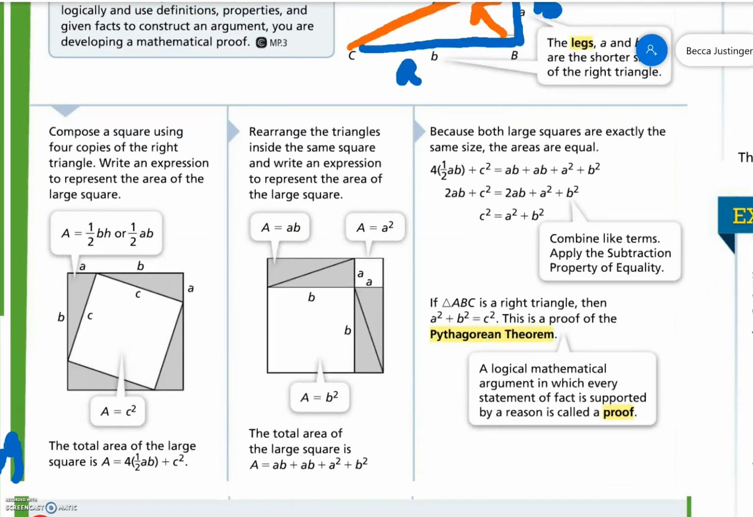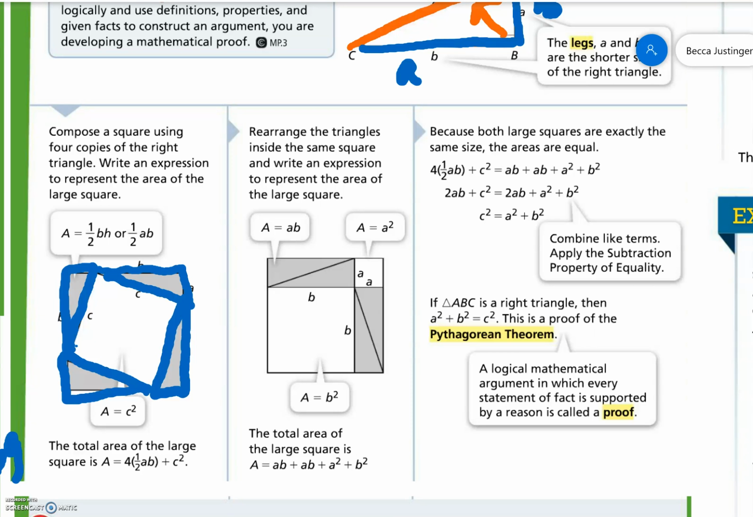Compose a square using 4 copies of the right triangle. Write an expression to represent the area of the large square. So we have 4 of these triangles that are exactly the same. And we need to do area. Area equals 1/2 base times height, or in this case, our base is A, our height is B. And there's 4 of them. That's why we have over here 4 times 1/2 AB. Then we also have this square in the middle that's just made of C's. So area is length times width, C times C, or C squared. So we add that to the equation.